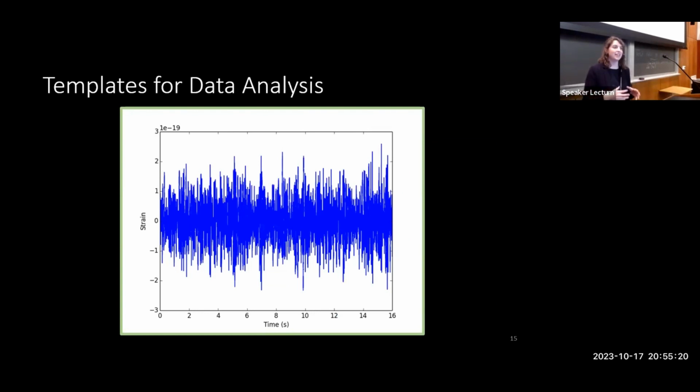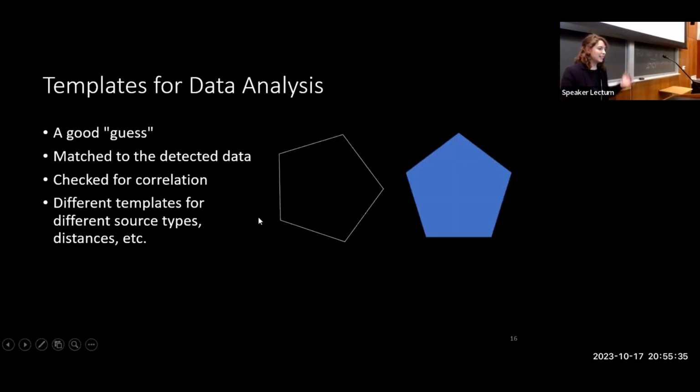And as you can see, you can't tell what's in there. It's basically impossible to look at this and see, I know there's a CBC in there. It's impossible. So we have to use something called a template. A template is essentially a good guess. We take a guess as to what we think this wave is going to look like, and we match it to the detected data.